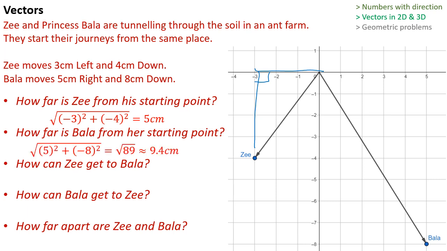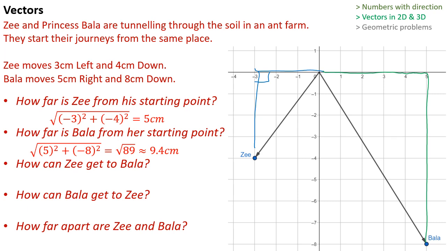Similarly, for Bala, we can calculate root 89. For that one, we're looking at this right-angled triangle. She's gone along 5 and down 8. And notice that it doesn't really matter whether she's gone up or down or left or right. What matters is the size of the number in this context.